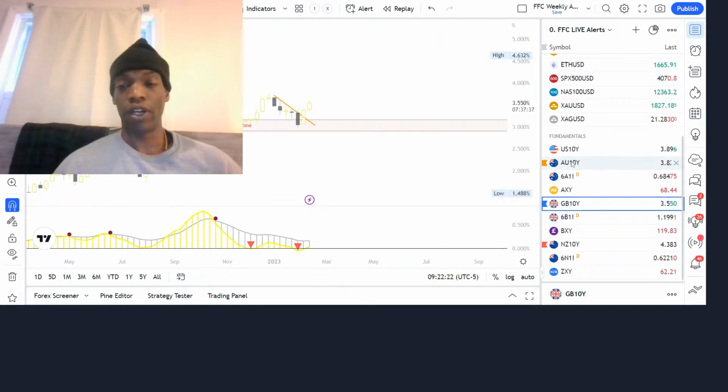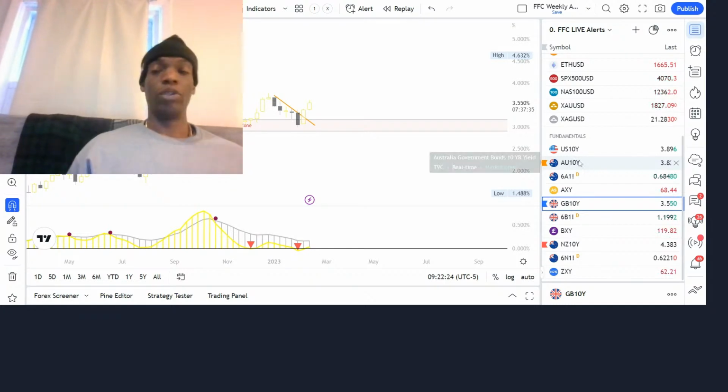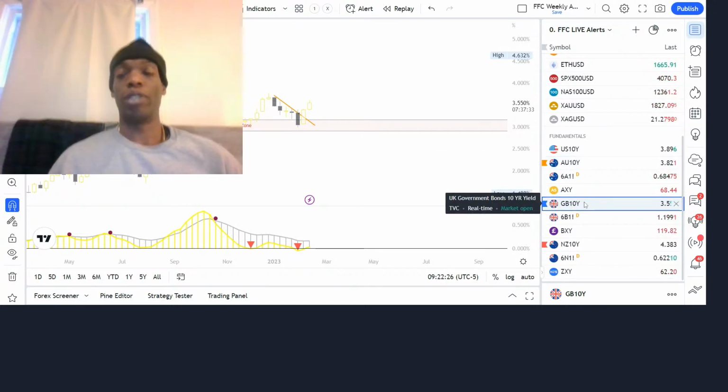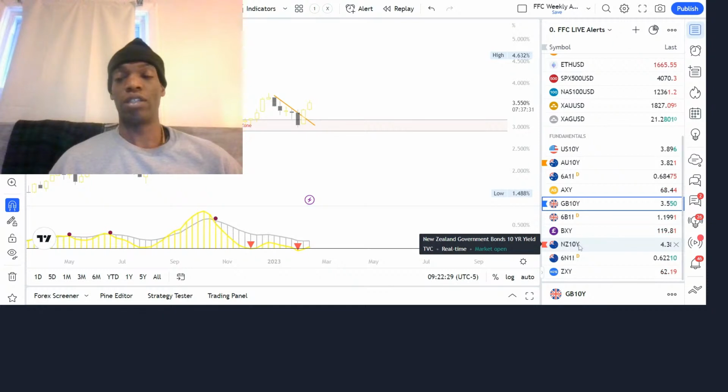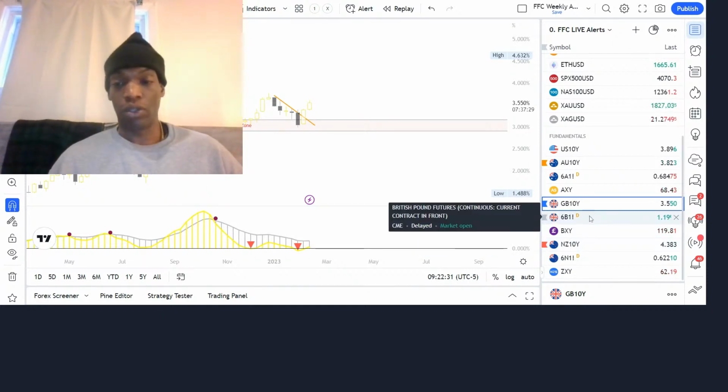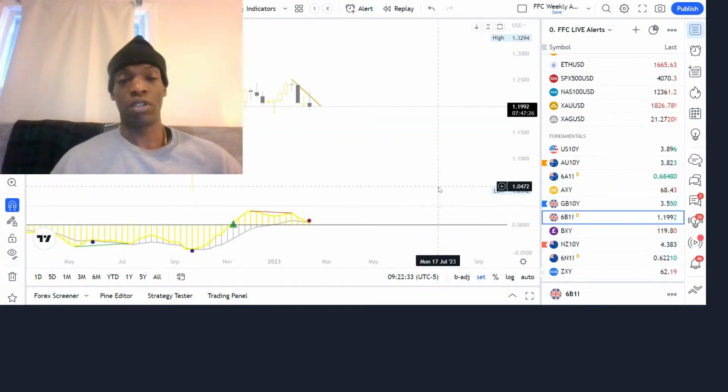So obviously for Australian 10-year, that would be the AUD pairs. For GBP, that would be the Great British Pound pairs. And for NZD, that would be the New Zealand pairs. So we'll look at the British Pound futures next.